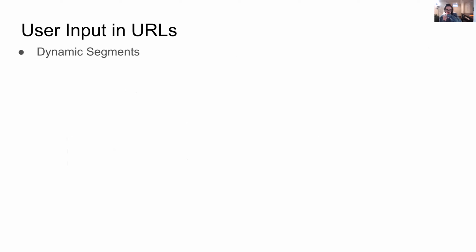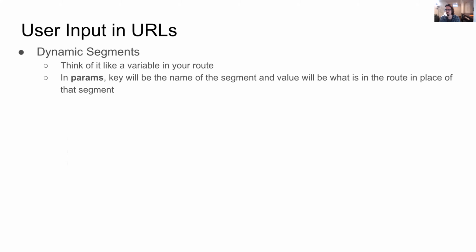Forgot about this. For dynamic segments, I mentioned you can think of it as like a wildcard or a joker. Another way to think of it is like a variable. It's like saying we could accept any value for this and we're going to store it in this variable. The way that we get access to that value, again, is through our params hash. In our params hash, the key is the name of the segment, and the value is what is in the route in place of that segment.